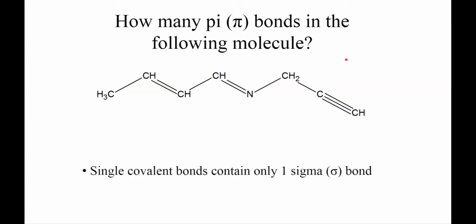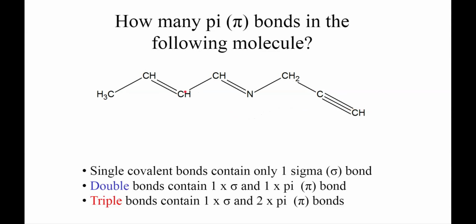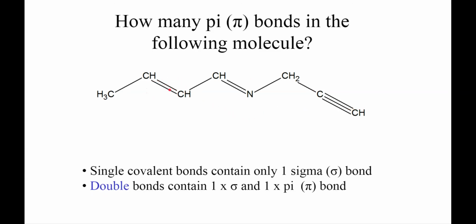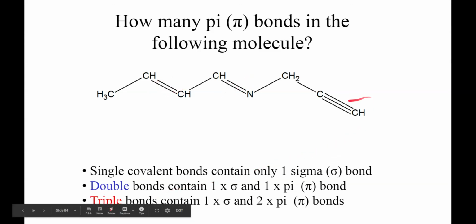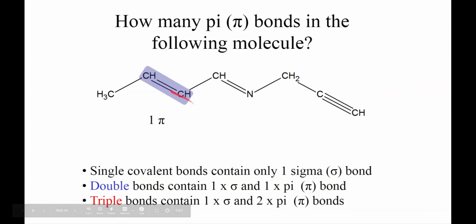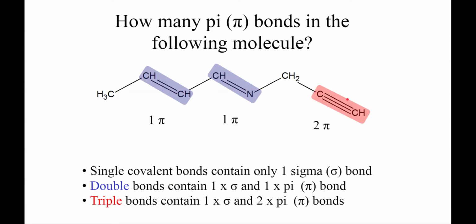But to say how many pi bonds, any single covalent bond only has sigma. So these are sigma, that's sigma, sigma, sigma, sigma, sigma, sigma. But wherever there's a double bond, there is one pi bond along with the sigma. So here's one pi bond, here's a second pi bond, and where there's a triple bond, there's two pi bonds. So there's one pi, there's two. So to answer this question, it's simply there's four pi bonds.